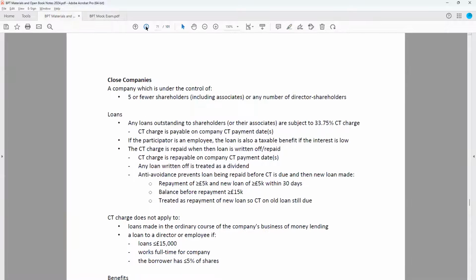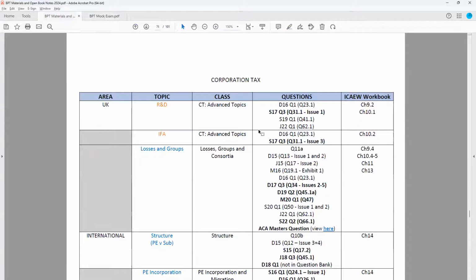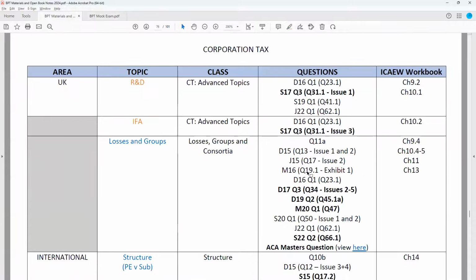So you can, of course, just go and practice some of the other questions around losses and groups. Quite a few have been covered elsewhere in the course. So this one has got some companies paying at the marginal rate. That's probably the most similar in the current question bank in 2024 to the one we've just seen here.